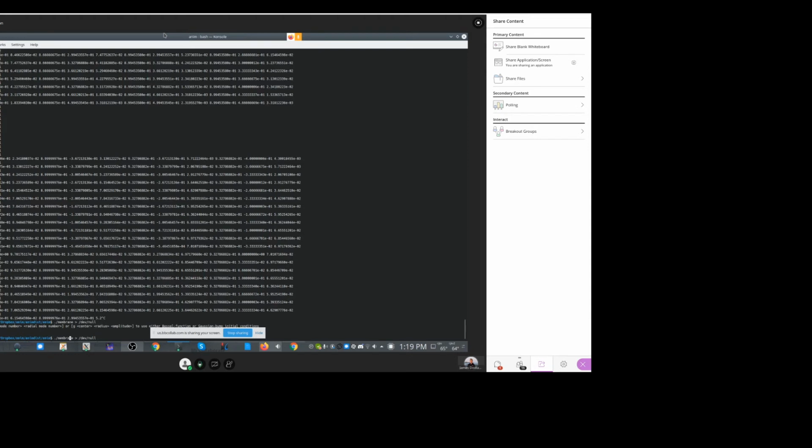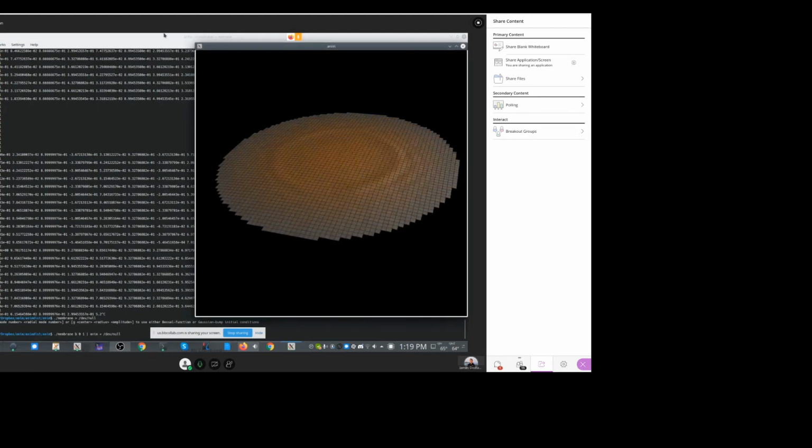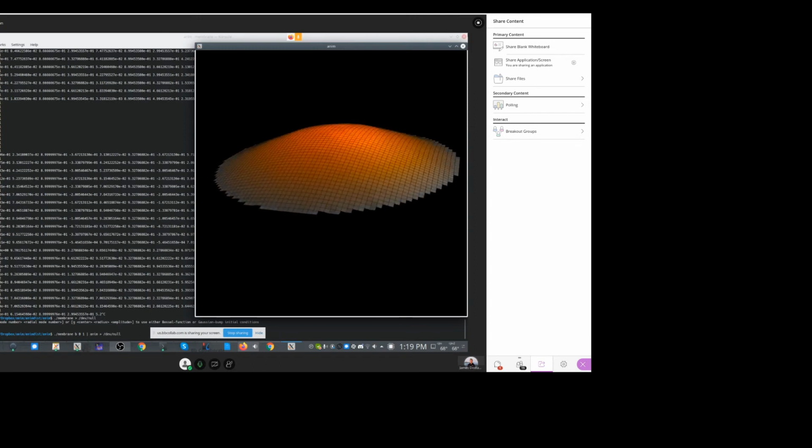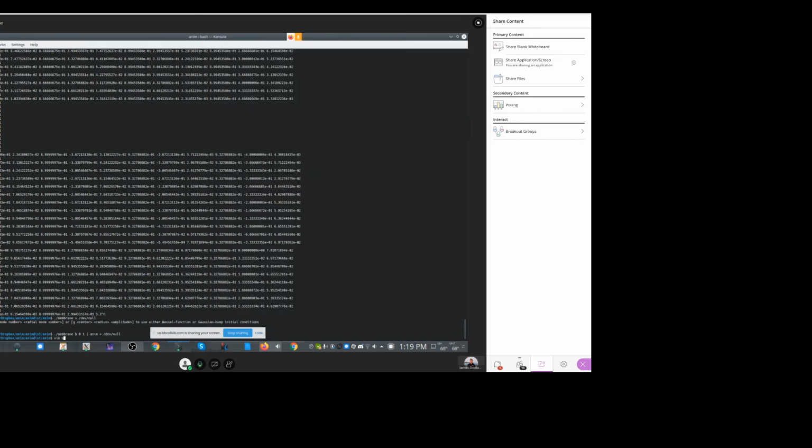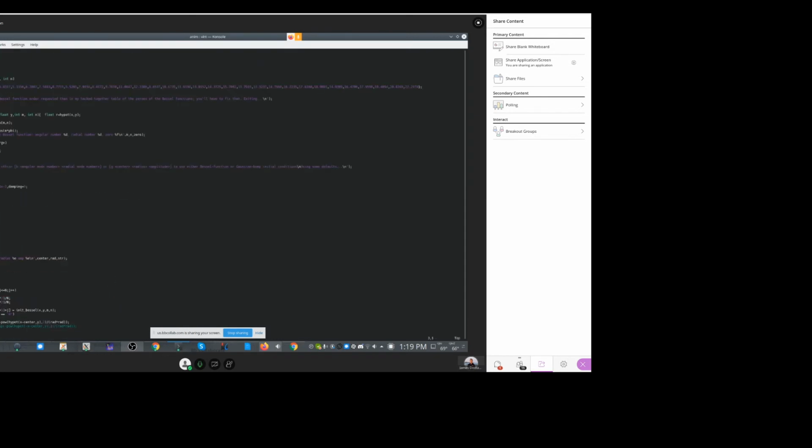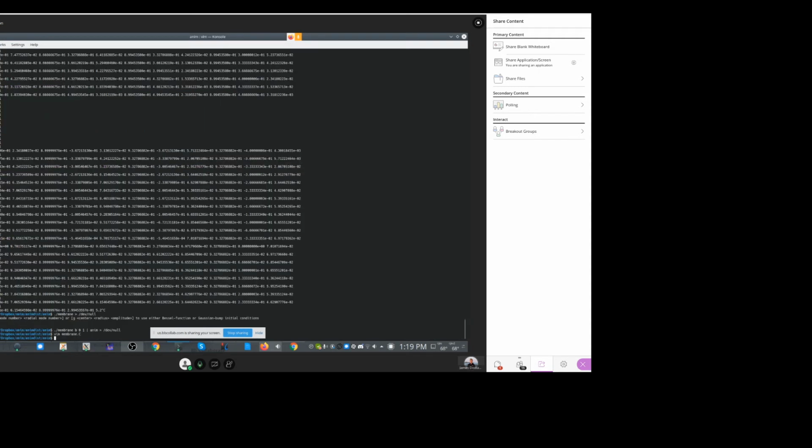So here is a particular stationary state of a vibrating membrane. We'd like to make it a little bit higher resolution. Do we have enough CPU power on this little tablet to do n equals 80?